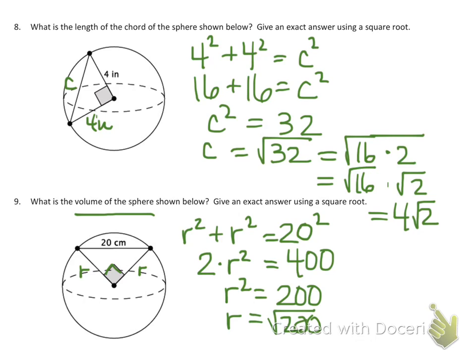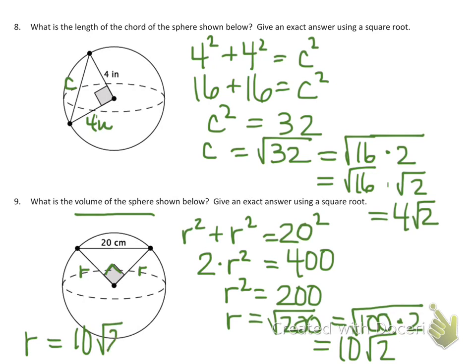Okay, and I can rewrite 200 as 100 times 2, and I'm doing that because 100 is a perfect square. So this is equal to the square root of 100, which is 10, times the square root of 2. So the radius of this sphere is 10 times the square root of 2.